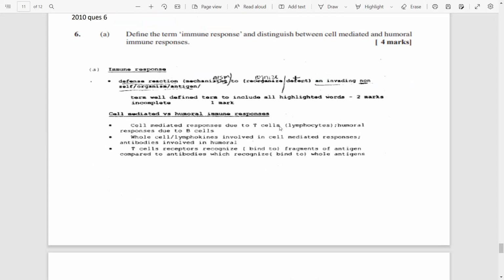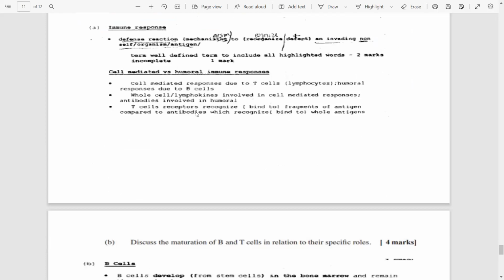Cell-mediated responses are due to T cells, lymphocytes, while humoral are due to B cells. The whole cell or lymphokines are involved in cell-mediated response, but antibodies are involved in humoral response. The T cell receptors recognize and bind to fragments of an antigen, whereas the antibodies will recognize and bind to the entire antigen.